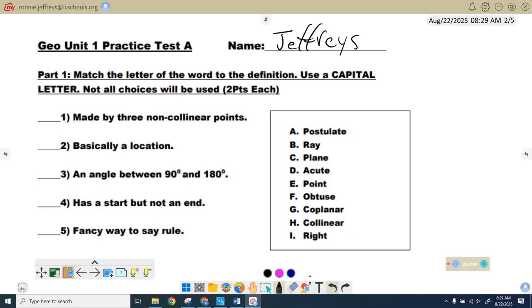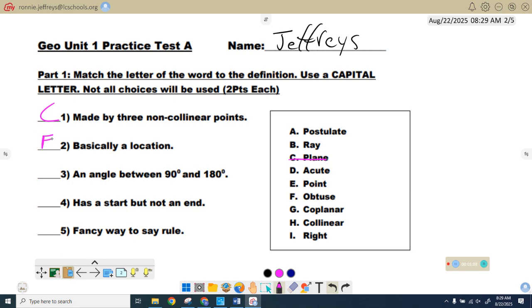Now, match the letter of the word to the definition. Use capital letters. Not all choices will be used. I'm probably going to stay within these words and change it up. There might be fewer definitions for y'all to do. Okay, so, made by three non-collinear points. This would be C. This is a plane.